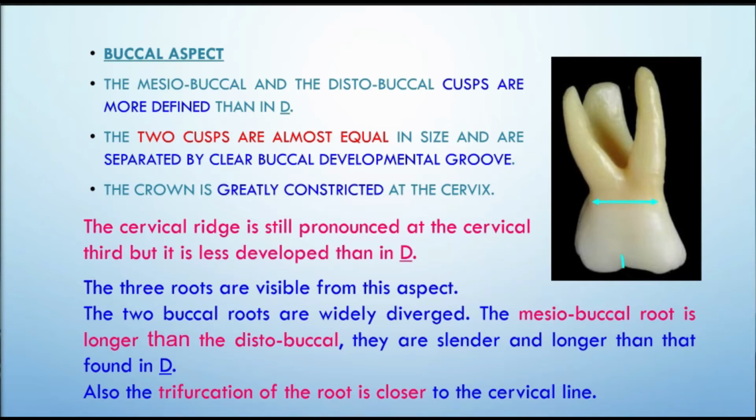The 3 roots are visible from this aspect. You see the lingual root, the mesiobuccal root, and the distobuccal root. The 2 buccal roots are widely divergent. The mesiobuccal root is longer than the distobuccal.